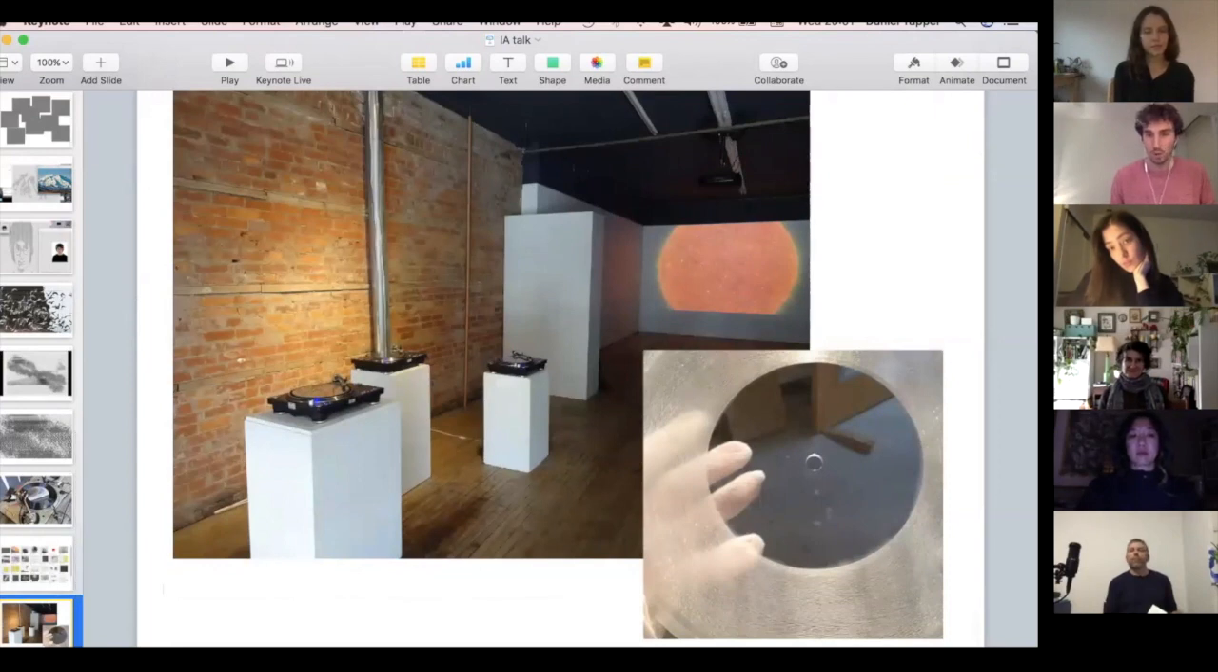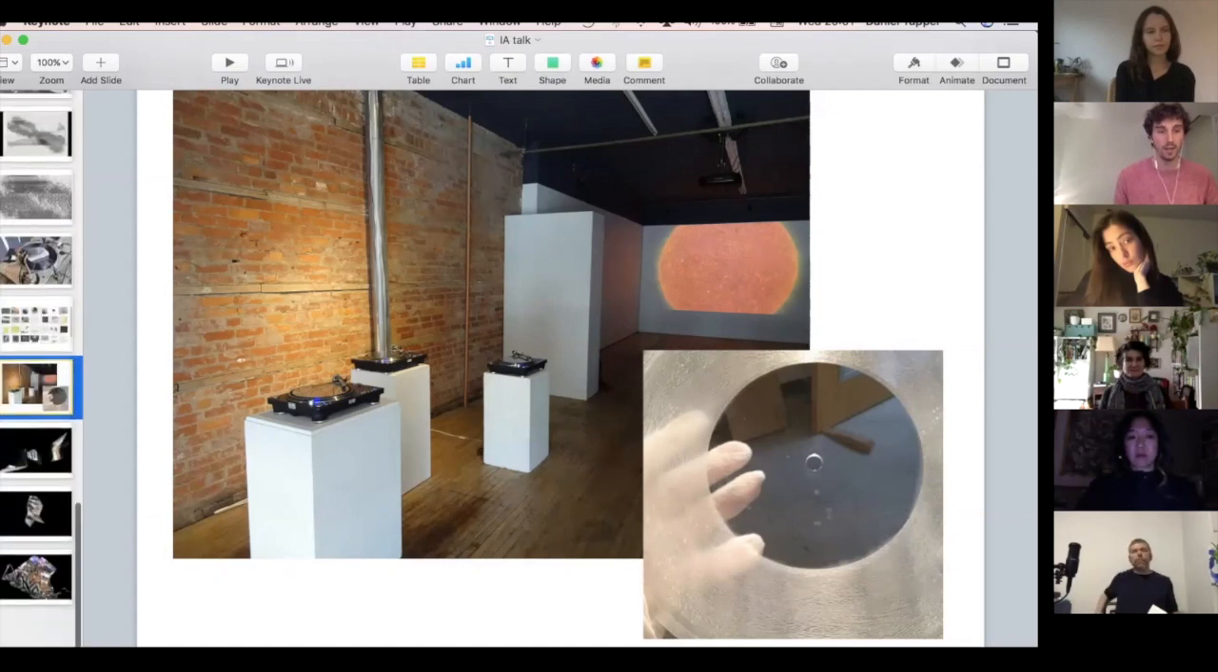This is a more up close look at some of the grooves that I cut to create these records. And this is a layout of an installation I did at the Factory Media Center last year.